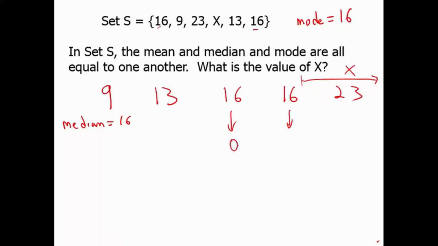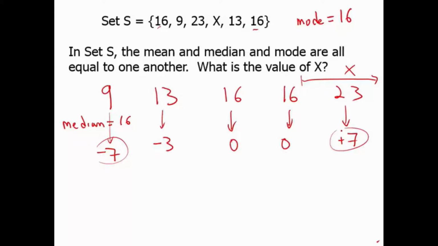So if we subtract 16 from these two, we get 0. They have a distance of 0 from the mean. If we subtract 16 from 13, we get -3. It's 3 below the mean. If we subtract 16 from 9, we get -7. We subtract 16 from 23, we get +7. Lo and behold, these two cancel each other out. 9 and 23 have an average of 16.